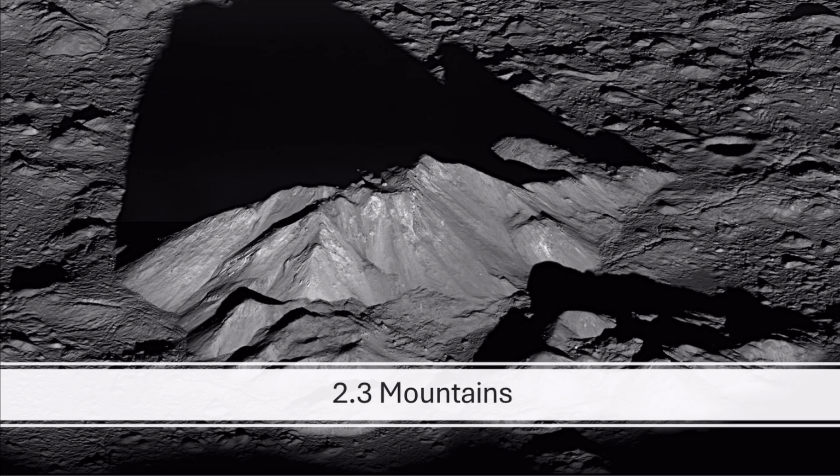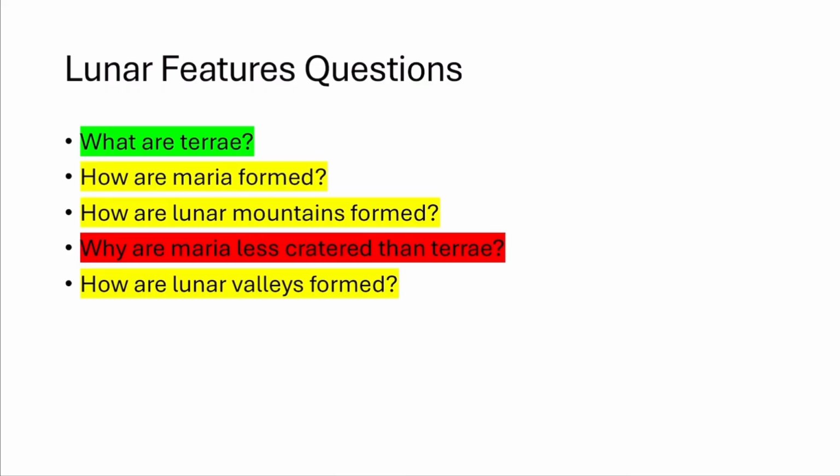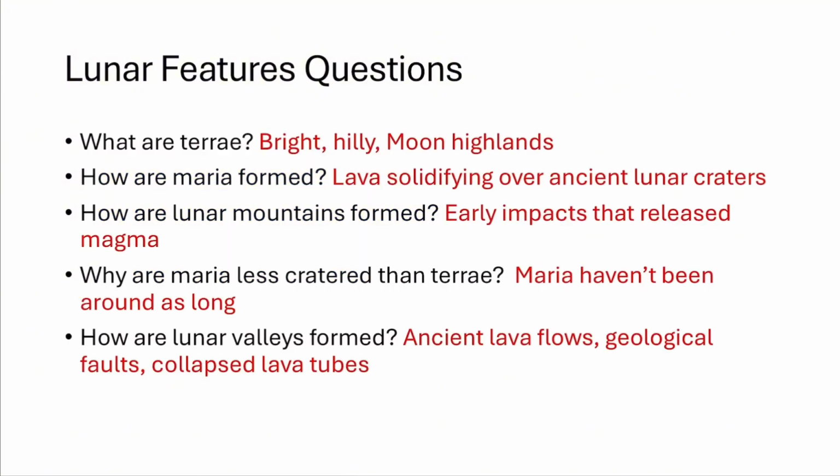And finally, mountains, which are caused very differently to Earth mountains. Moon mountains are created from impacts of meteoroids causing magma to rise on the early lunar surface. And they just look like Earth mountains, to be honest, so they shouldn't be too hard to find. Here are some questions on lunar features. Pause the video and have a go at them. And here are your answers.